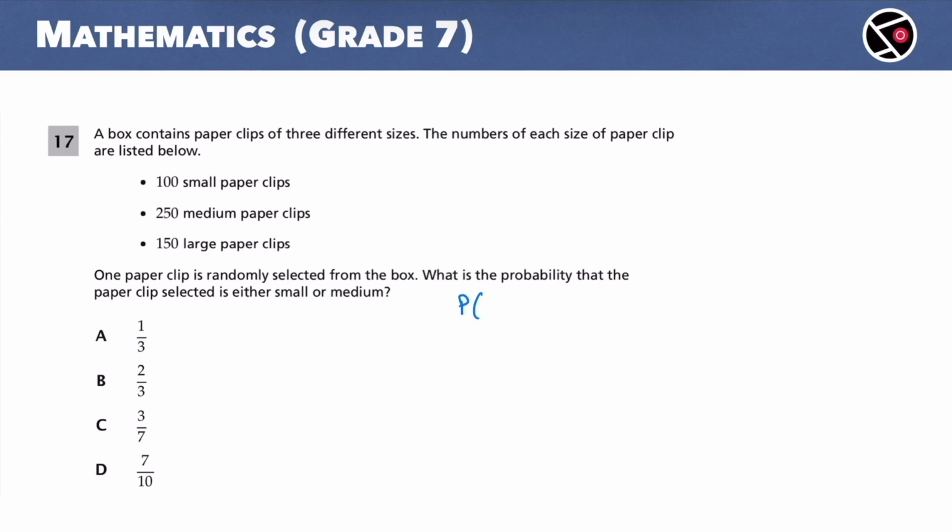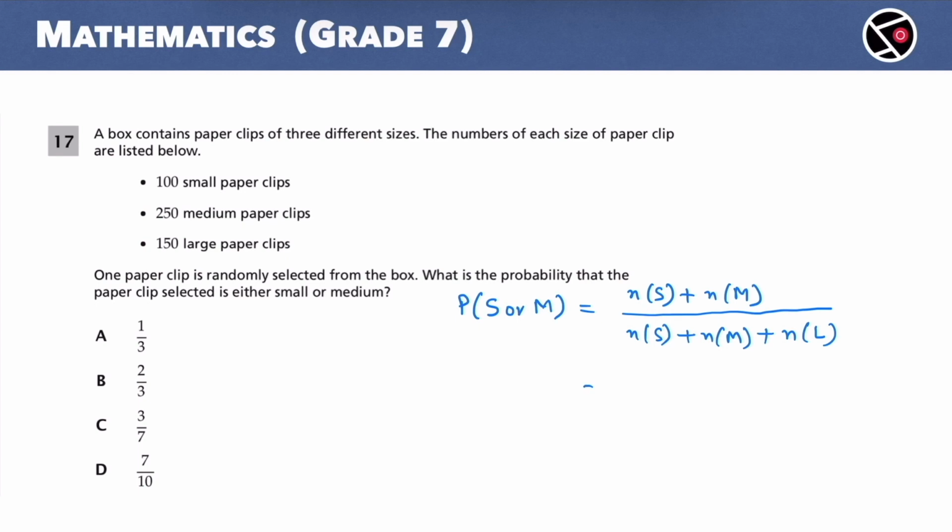The probability of the clip being small or medium size will be number of small clips plus number of medium sized clips divided by total number of clips, which would be number of small clips plus number of medium sized clips plus number of large size clips. We have 100 small clips, we have 250 medium sized clips. Again, we have 100 small plus 250 medium plus 150 large clips. Dividing numerator and denominator by 10, we get rid of some zeros, and we have 35 divided by 10 plus 25 is 35, 35 plus 15 is 50. We have 5 sevens are 35, 5 tens are 50. D is the correct response.